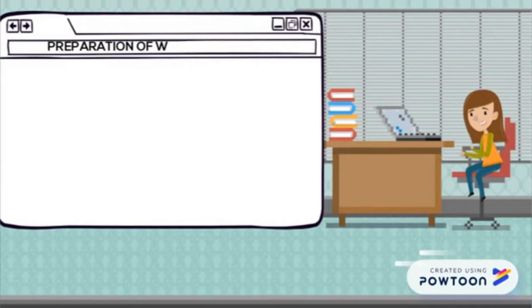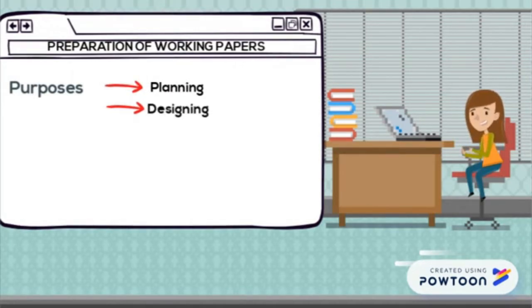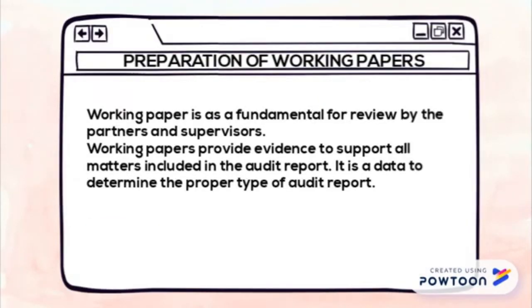Preparation of working papers. The purposes of working papers is as a fundamental for planning, designing and performing the audit works. It is as a fundamental for review by the partners and supervisors. Working papers provide evidence to support all matters included in the audit report. It is a data to determine the proper type of audit report.